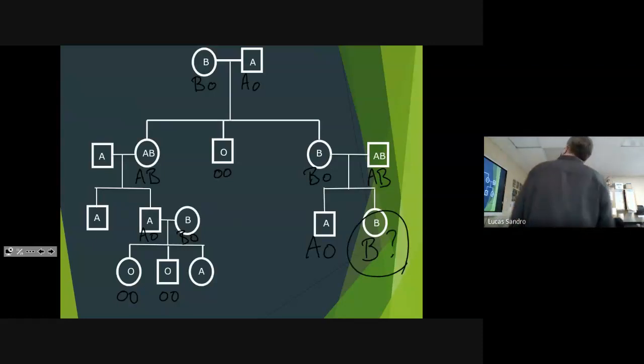Riley. So there's the AB parent and the A parent. Would the A parent have to have an O since the grandchild had an O and the daughter had an O? Ooh, this kid right here. Where did that O come from? There's only one spot in there. Yeah, you're right. This A has to be AO because that has to be where that O came from.